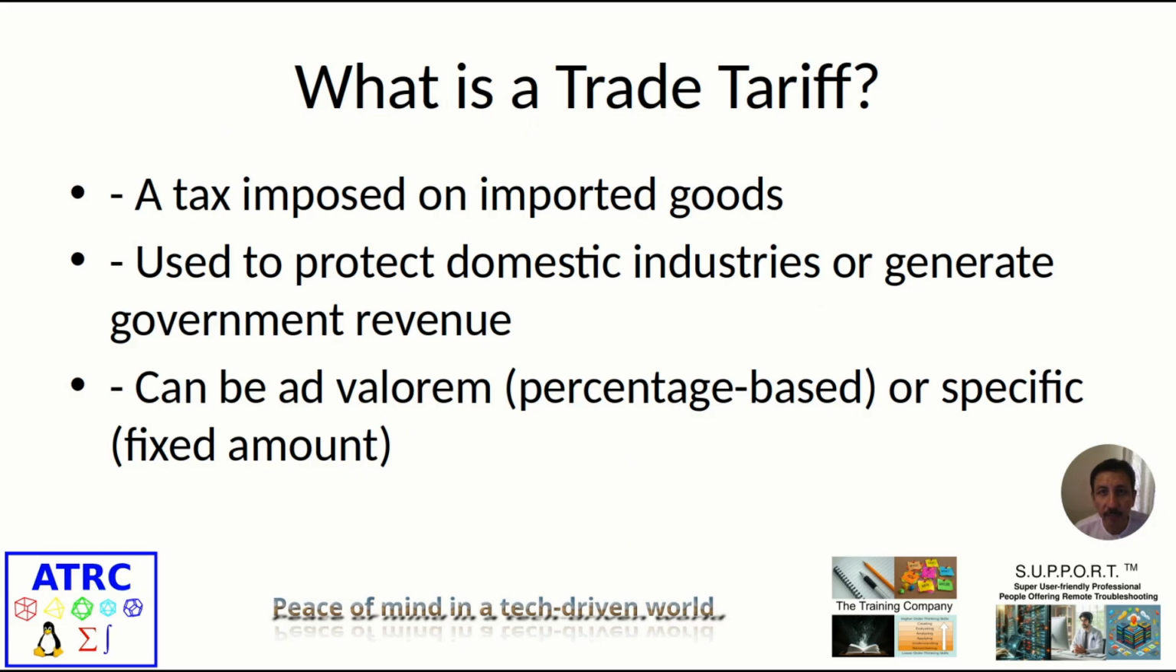A trade tariff is a tax placed on imports. It's often used to protect local businesses or to raise money for the government. There are two main types: ad valorem tariffs, which are based on the percentage of the value, and specific tariffs, which are fixed amounts per unit.